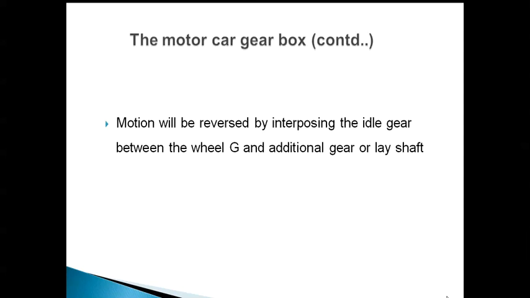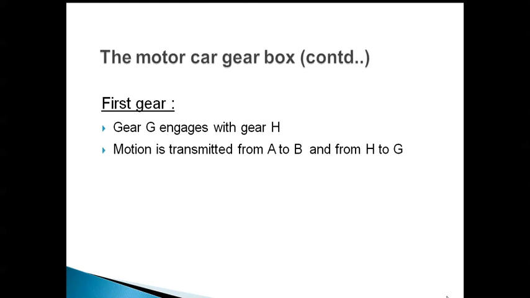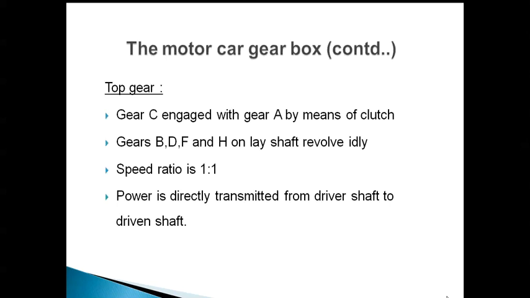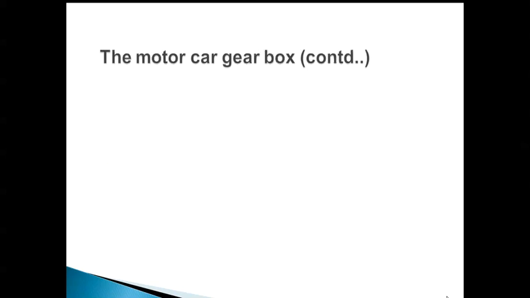So this is the motor car gearbox. In this, the top gear is directly in contact, so gear A is directly engaged with gear C with the clutch. So there is no speed reduction in the top gear.